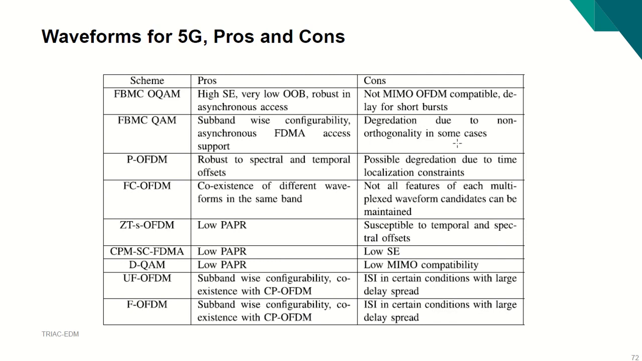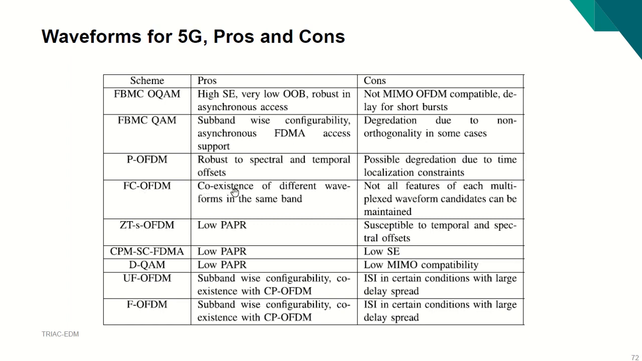But the cons is that it has degradation due to orthogonality in some cases. When things are not orthogonal, we get into trouble. What kind of trouble? Because it's not orthogonal, the signals at the receiver side will interfere with each other. And this OFDM is robust to spectral and temporal offset. The cons is that there is possible degradation due to time localization constraints.